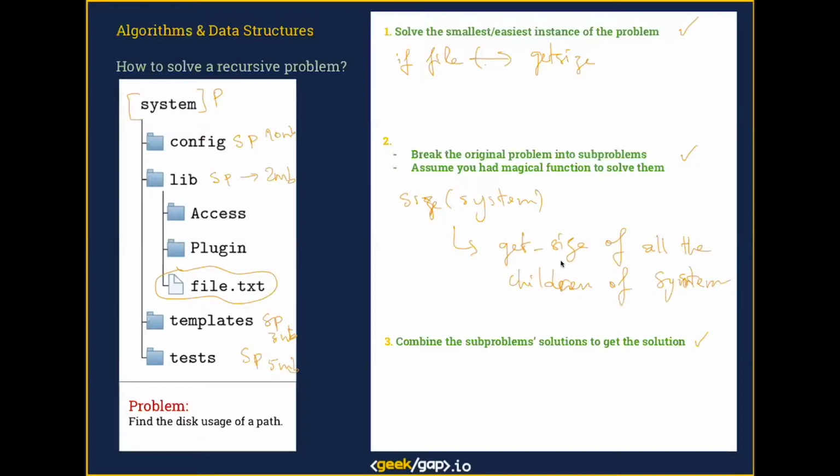So you have the size of each individual problem. Finally, what you want to do is to combine the solution that you've got for the sub-problems. And what you do now is you sum the size of all the children plus the size of the folder itself, because in some file systems, folders have size as well. So this is how you combine the solutions to the sub-problems in order to solve the original problem.